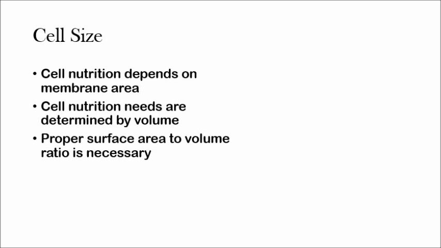So now that we've talked about plant and animal cells and how they're different, it's time to talk about one aspect of cells that plays a role in both animal and plant cells, as well as all cells in general. And that aspect is the cell's size. Now, the important thing to know is that for a cell to get nutrients, its nutrition depends on membrane area. So the cell can only take in as much nutrient as it has surface area of its membrane.